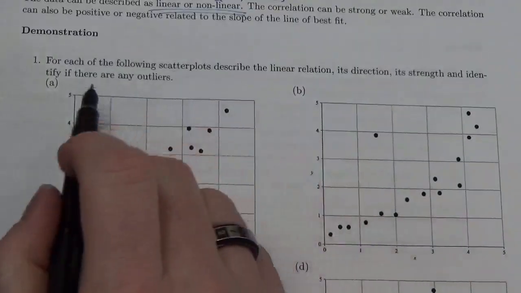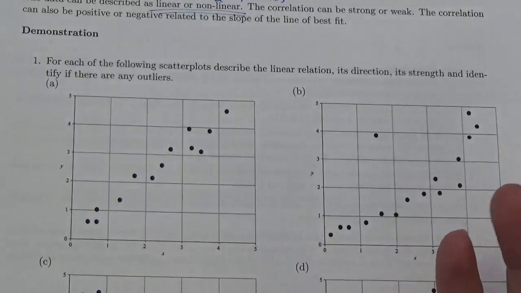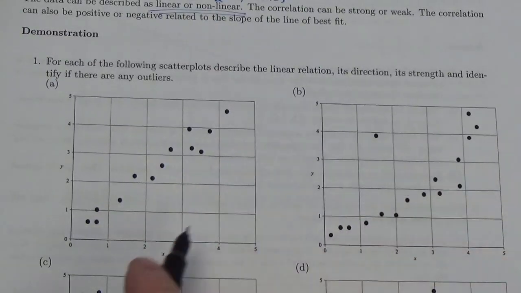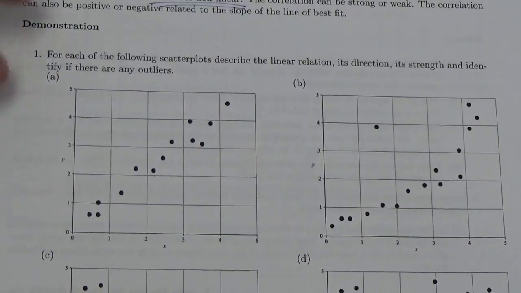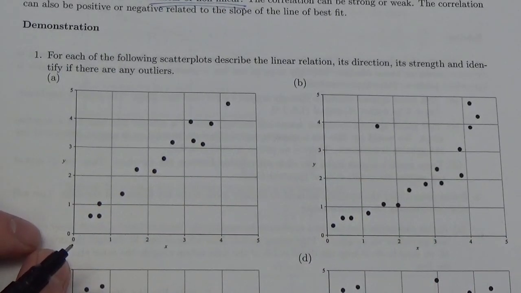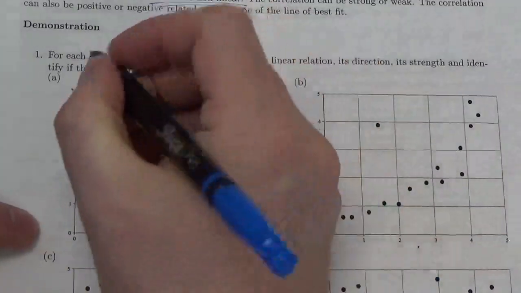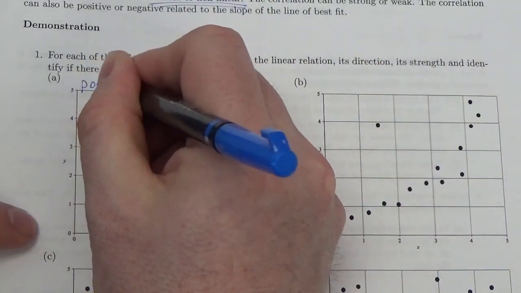All right, in this question it says, for each of the following scatterplots, describe the linear relation, its direction, its strength, and identify any outliers. Take a look at this one. When I see this, first of all, I can see that there is definitely a trend in the data. It's going up, so I know that this is going to be positive.